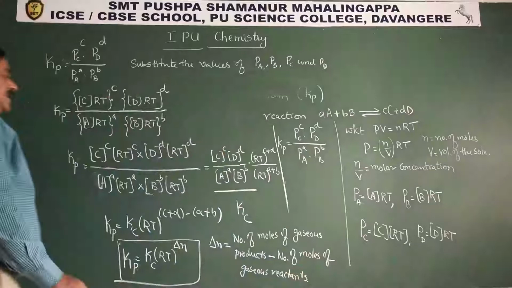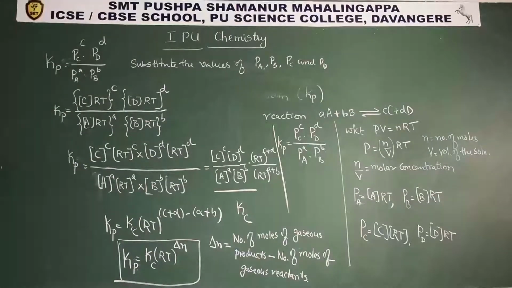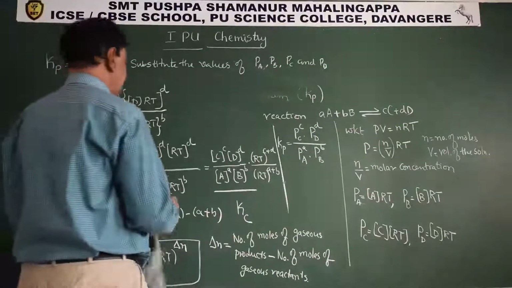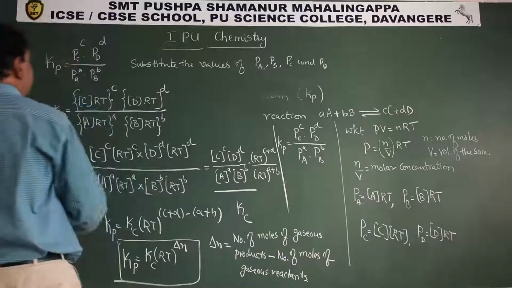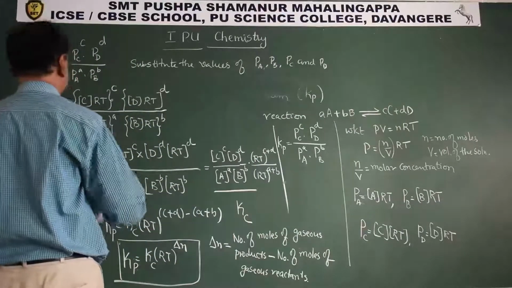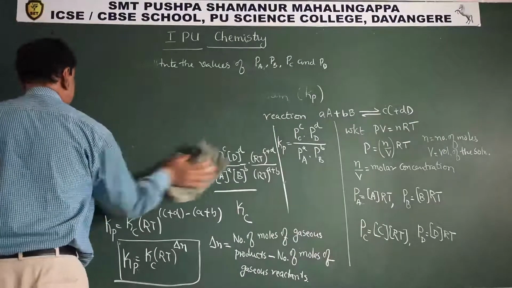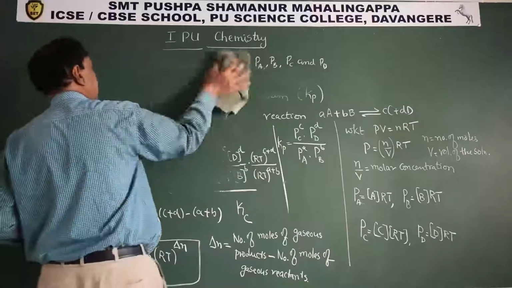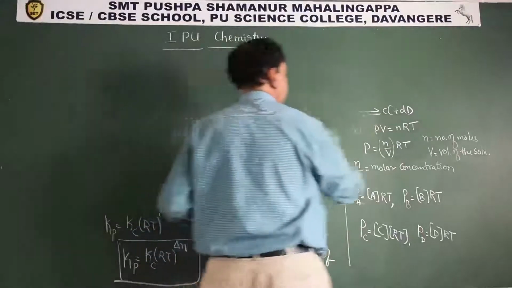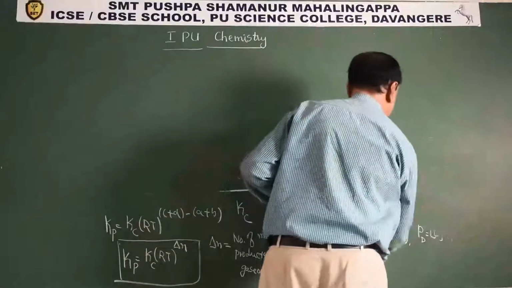Number of moles of gaseous products minus number of moles of gaseous reactants. This is the derivation between that of the Kp and Kc. Kp is in terms of the partial pressures for gaseous chemical reactions, whereas Kc is the equilibrium constant in terms of molar concentration of both the reactants and products.